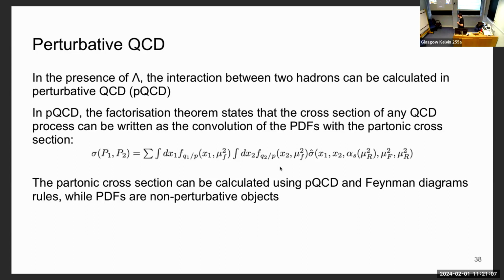which means that you can use this very powerful tool, the factorization theorem, which states that the cross-section of any QCD process can be written as a convolution of the parton distribution functions, PDFs, which here are represented by this f_q1. So q1 is quark 1 or parton 1, whatever, inside P1, the initial hadron you want to consider, and f_q2 is for the other one. The cross-section of any QCD process can be written as a convolution of these PDFs with a partonic cross-section, which is this sigma hat here.